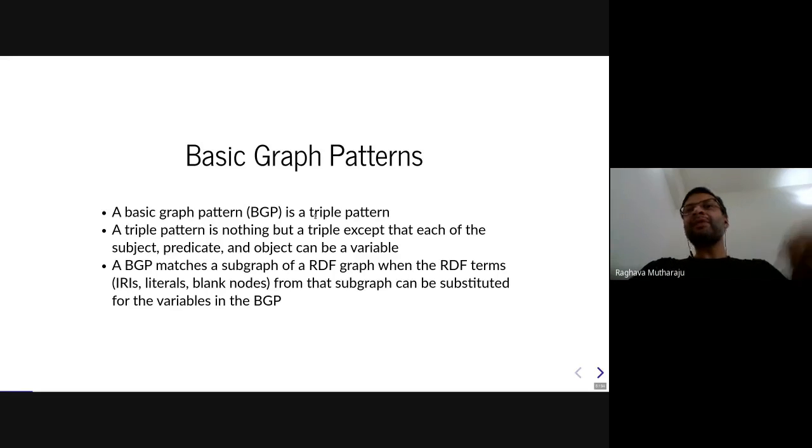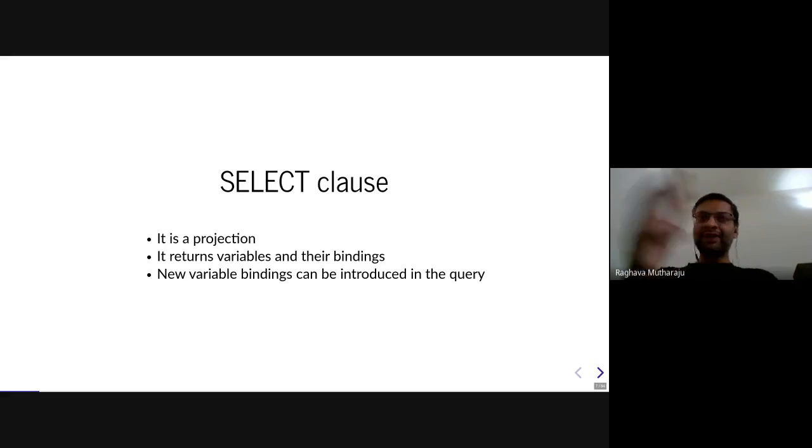So that's one example of a triple pattern. It's similar to a triple, except that any of these terms can be a variable. So I'll start with the different features of SPARQL, starting with the most basic one, which is the select clause. And like I said, this is very similar to SQL.